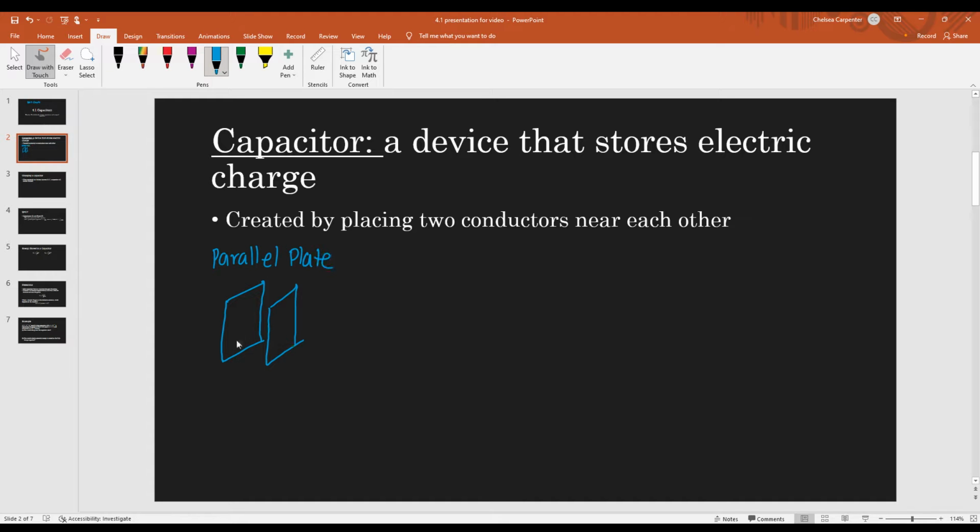So with a parallel plate capacitor, it's just what it sounds like. You have two conductive plates that are placed near each other, separated by some distance d. And each of these plates has some area A. That's the one that we'll deal with the most, and we have some formulas to describe parallel plate capacitors.